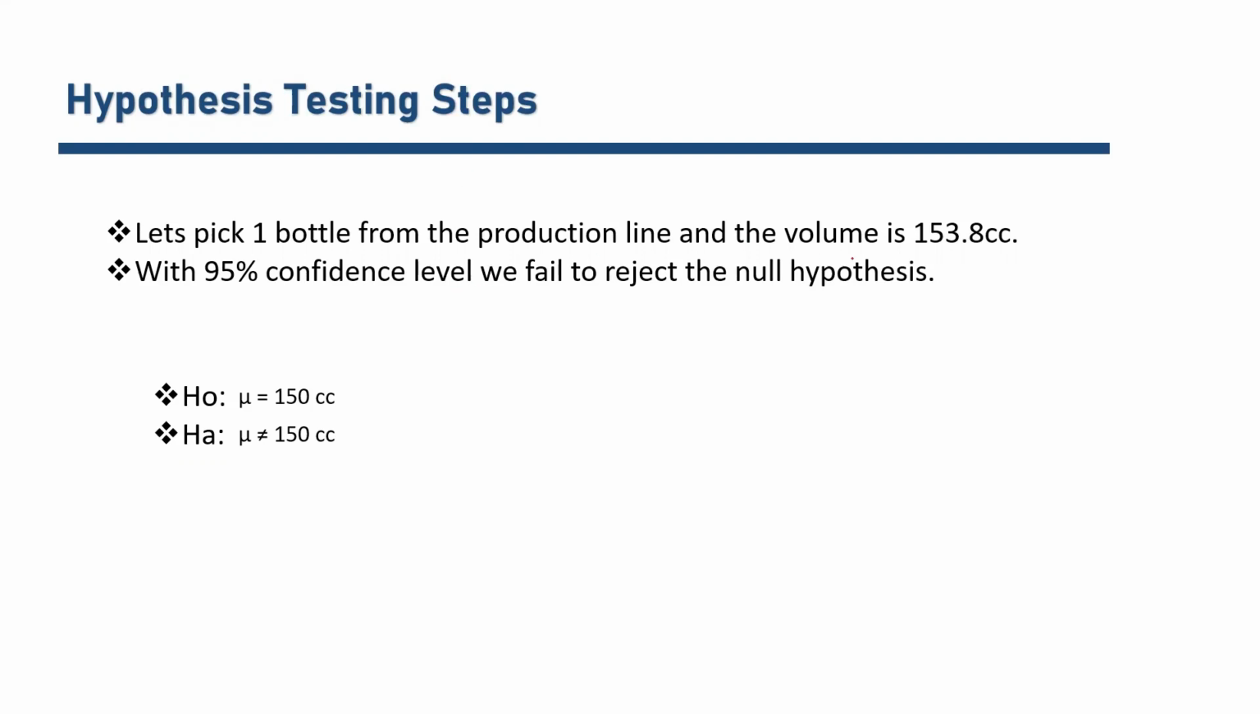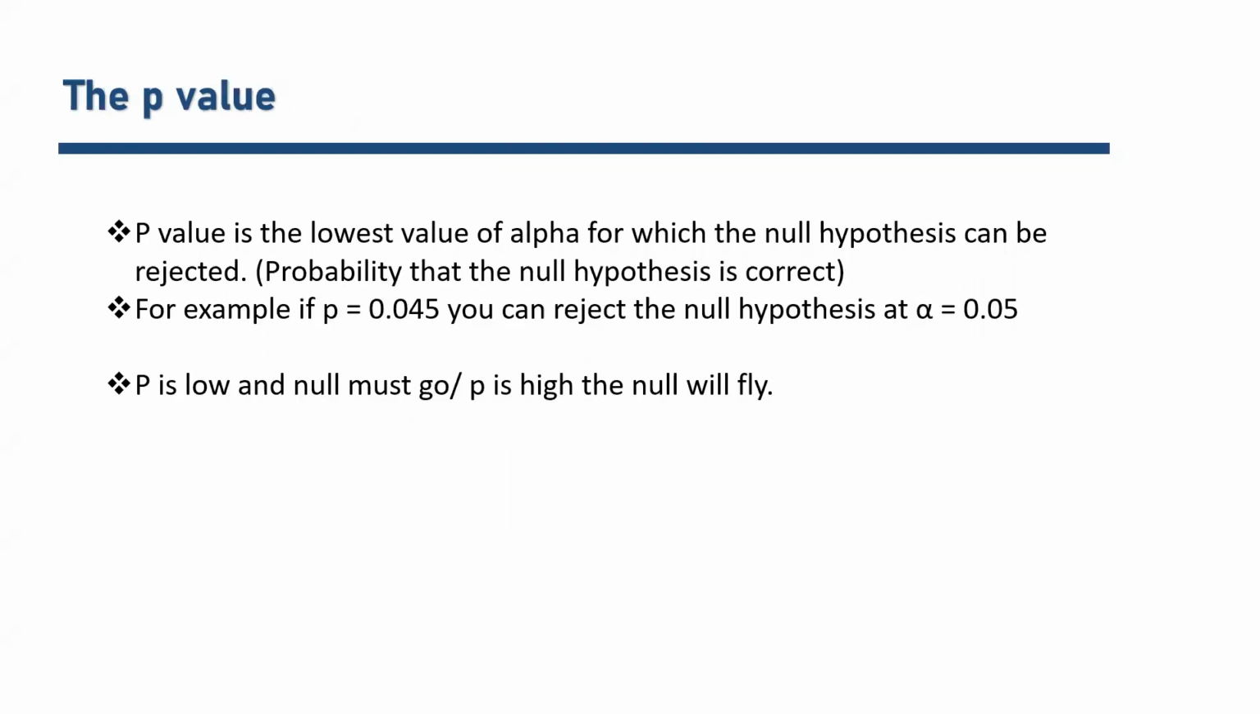Say, for example, you are producing with 150 cc as the mean, okay? And you took out one random sample and said this is 153.8 cc. Okay, so the difference which you get is 3.8 cc, and we will perform this through Python, to see how this is getting rejected, or how we fail to reject the null hypothesis. Okay, let's look into this with an example.